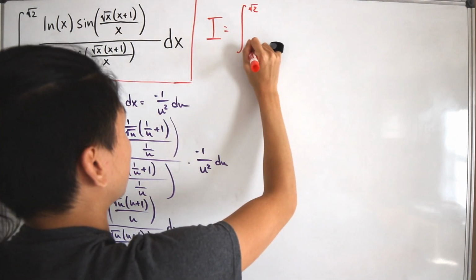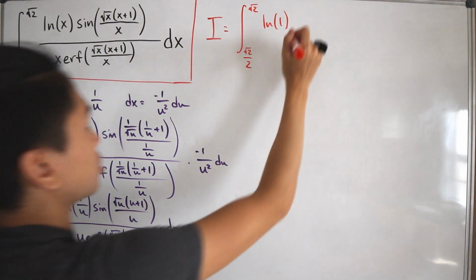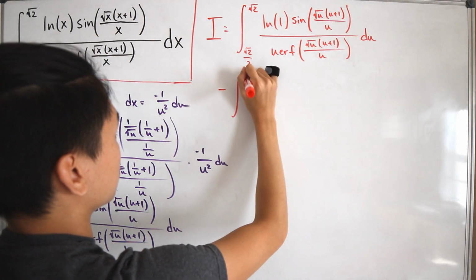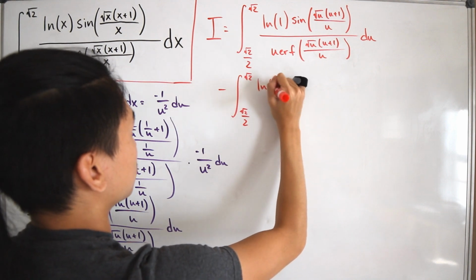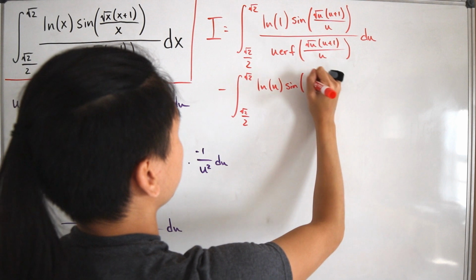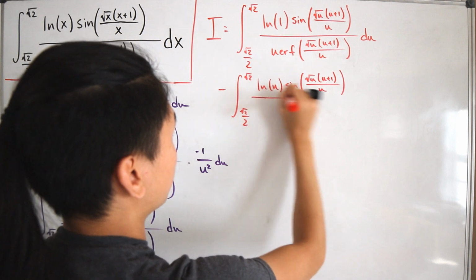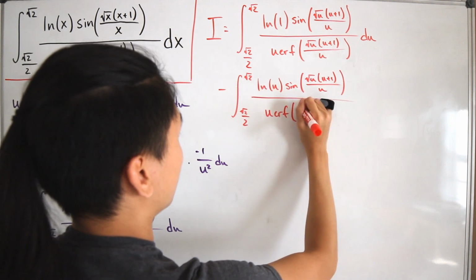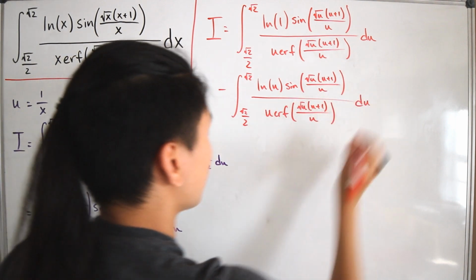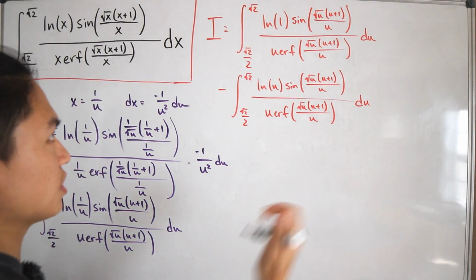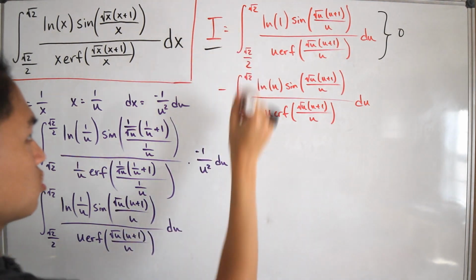Square root of 2 divided by 2. First we have the natural log of 1 multiplied with everything over here. Then afterwards we take the subtraction and do the same thing over here, with square root of 2 divided by 2. This will become the natural log of u, and then the same thing as above: sine of the square root of u times u plus 1, divided by u. On the denominator is u times the error function of that same input, multiplied by du. As mentioned, that ln of 1 is equal to 0, so this is just going to vanish and we're left with this. So I is just going to equal this.